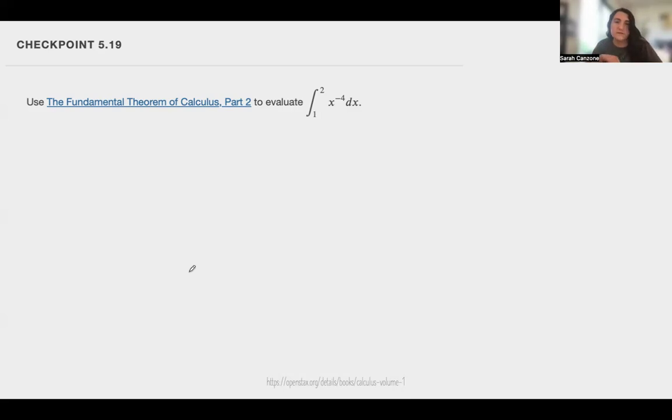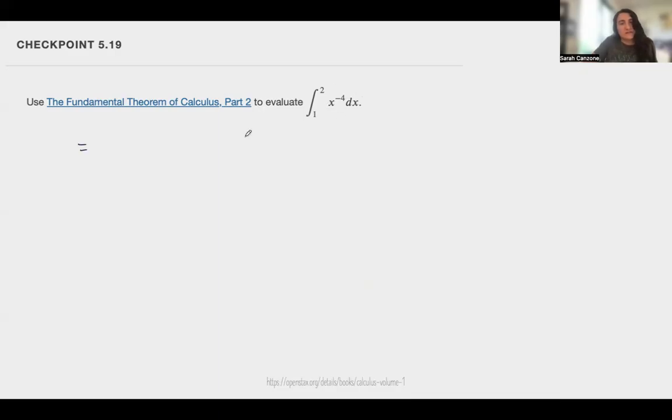So let's go ahead and compute this last question. What we're looking at is the integral from 1 to 2 of x to the minus 4 dx. As we can see, the bounds are lower to upper, which is fine. X to the minus 4 is fine. We can use the power rule for that. So this one actually is pretty simple. This one's easier than the other one we just did.